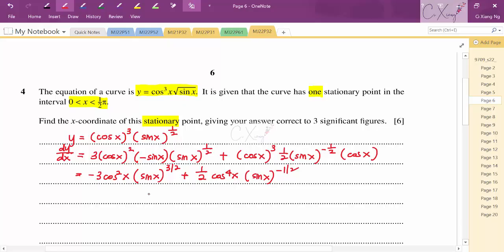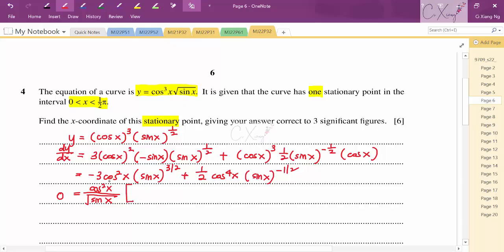Next, if we want to get the stationary point, generally we need to let dy/dx equal 0. So I let it become 0. To solve this equation, generally what we can do is factorize out all the terms that we can. As an example, I can factorize out the cos power 2. I can also factorize out the sine x with a smaller power. If I factorize out the cos square, I have cos square, and then factorizing out the sine negative half, I will have the square root of sine x as the denominator.